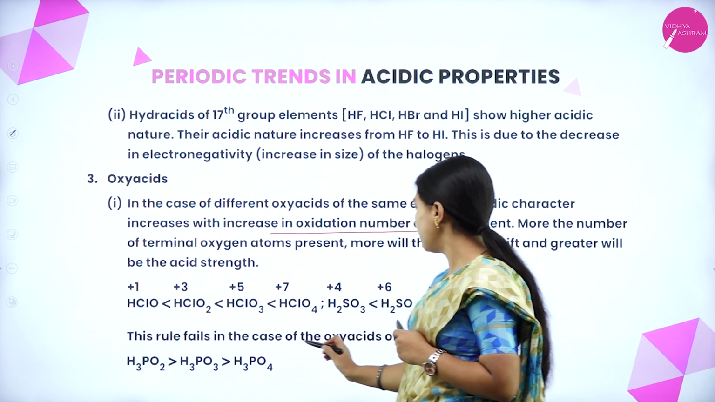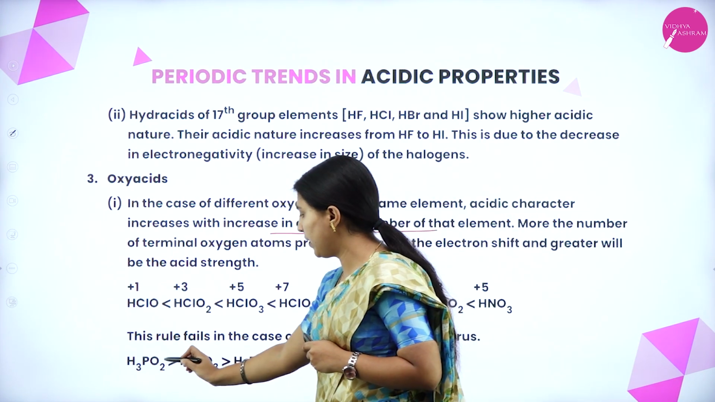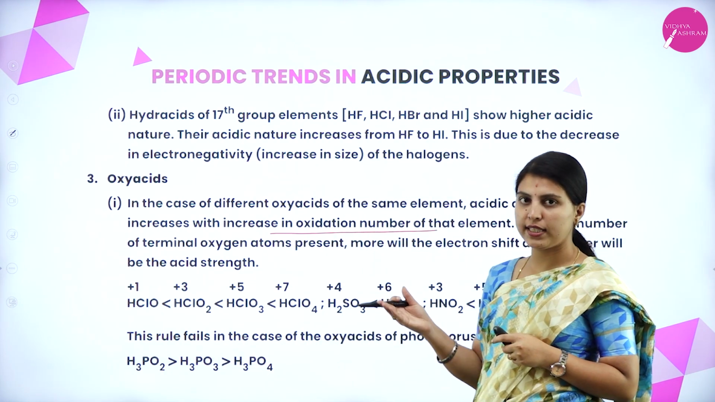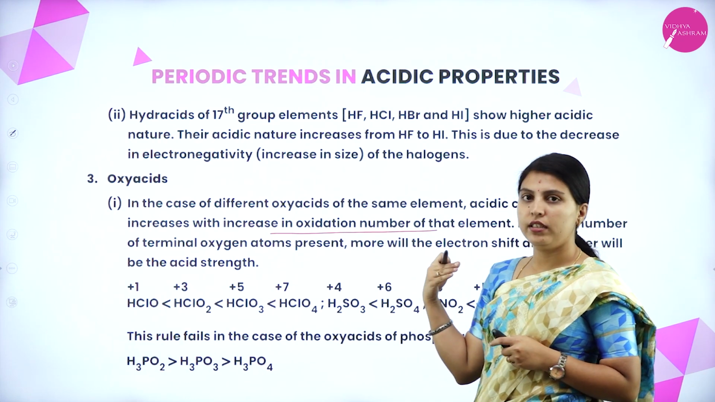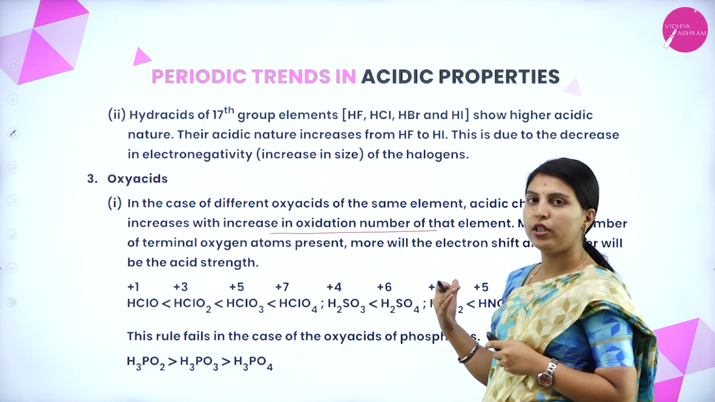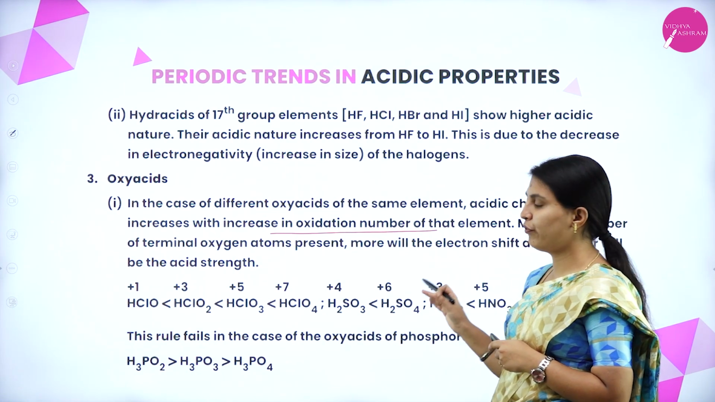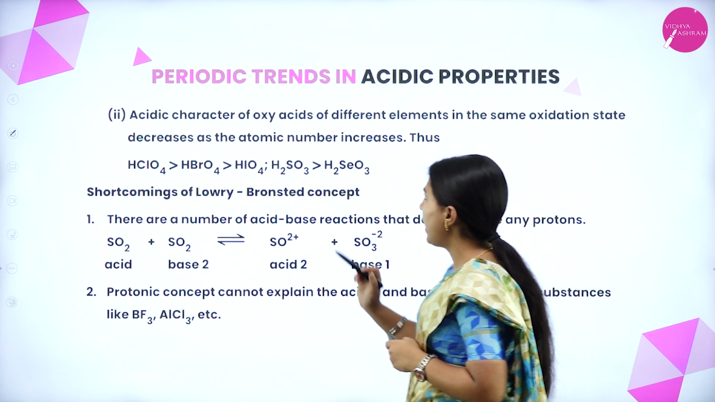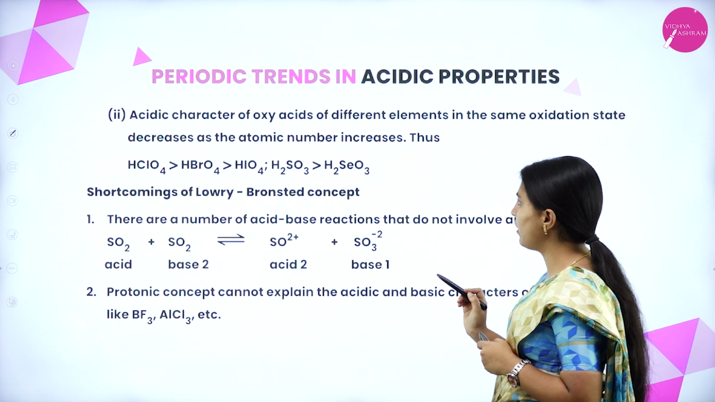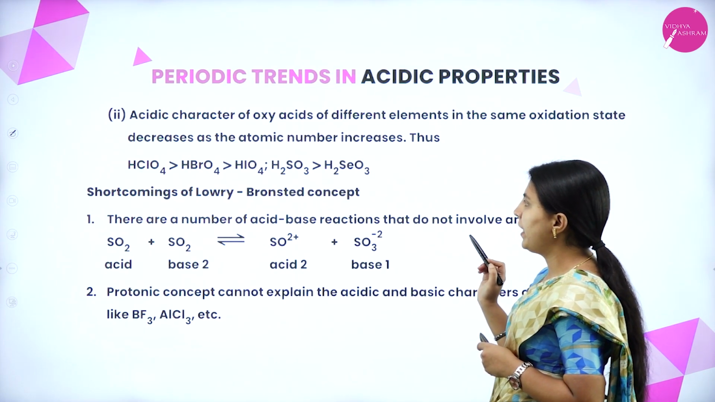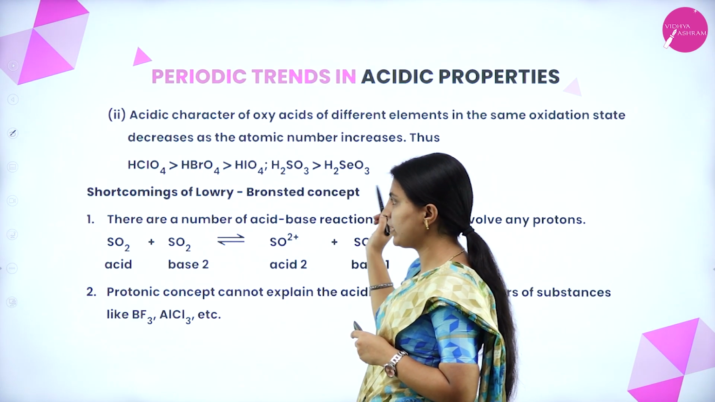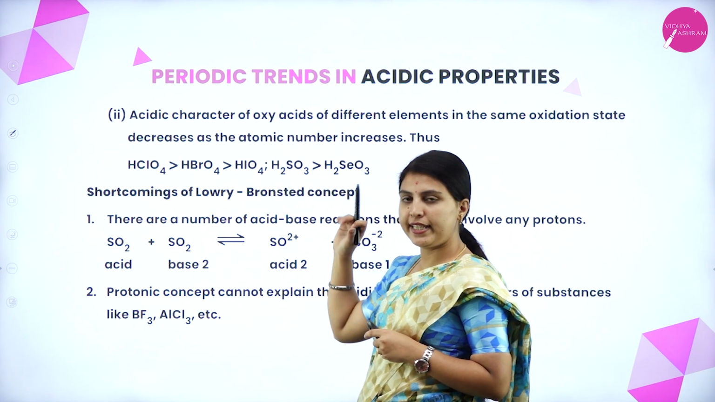This rule fails in the case of the oxy acids of phosphorus, H3PO2, H3PO3 and H3PO4. What he told was that an increase in oxidation number increases acidity, but that rule does not hold here, where it failed. Acidic character of oxy acids of different elements in the same oxidation state decreases as the atomic number increases. Thus, HClO4, HBrO4, HIO4, H2SO4, H2SeO4 are all examples.